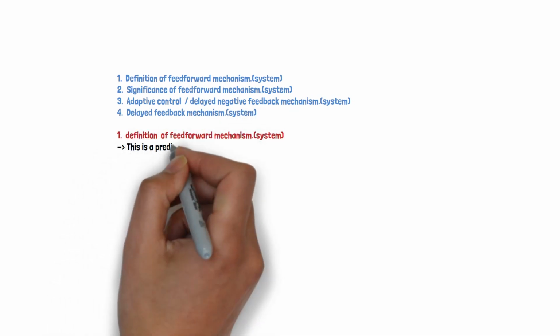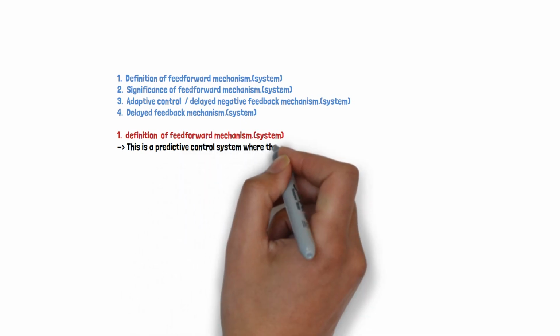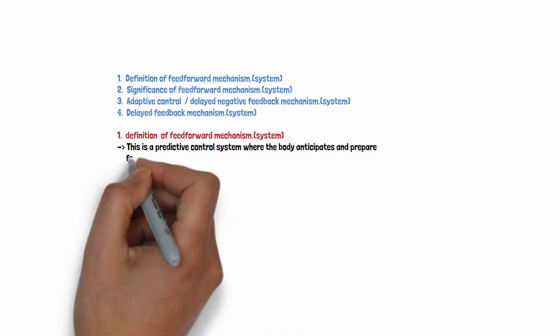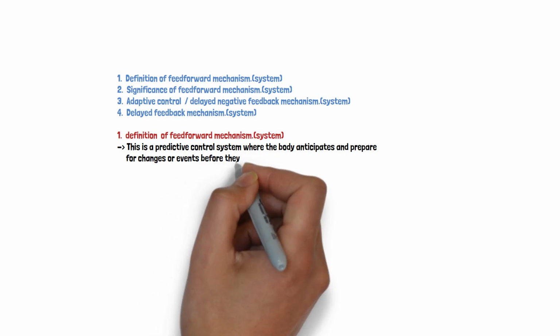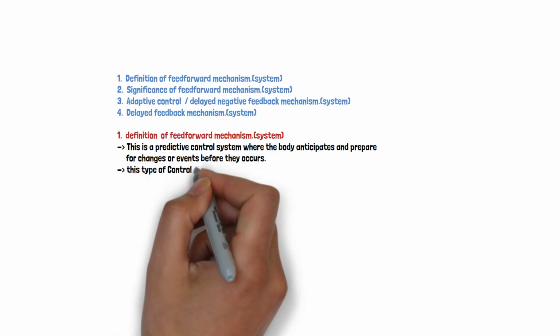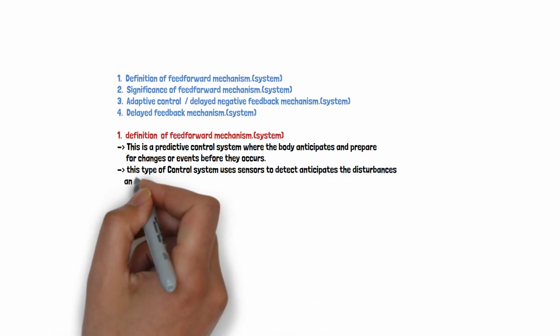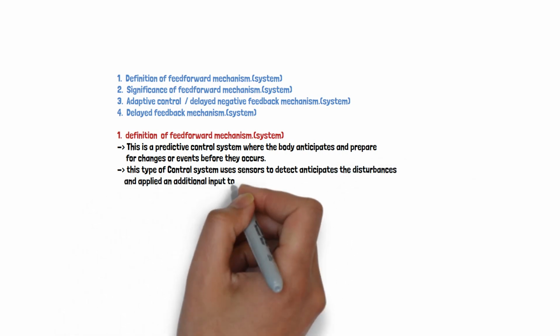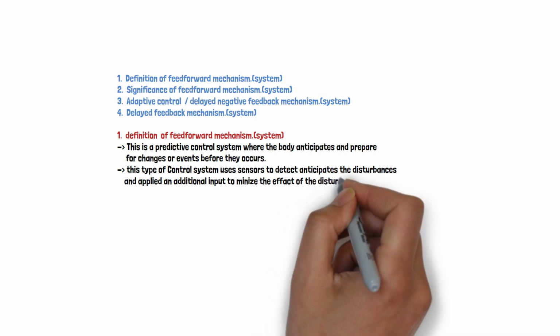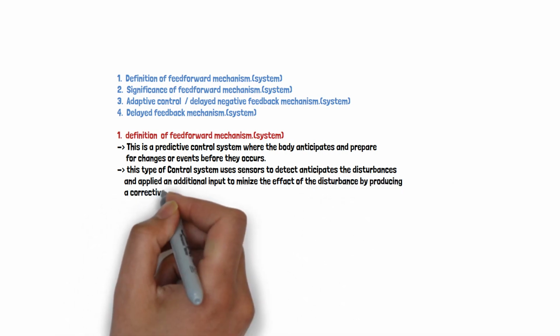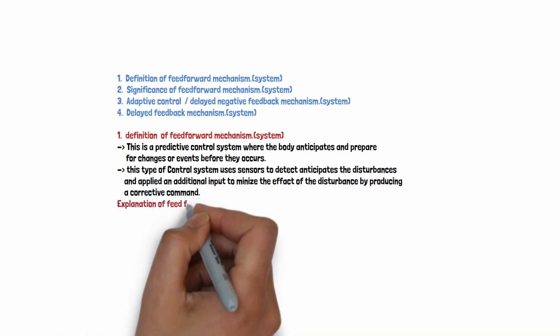1. Definition of feed-forward mechanism system. This is a predictive control system where the body anticipates and prepares for changes or events before they occur. This type of control system uses sensors to detect and anticipate disturbances and applies an additional input to minimize the effect of the disturbance by producing a corrective command.